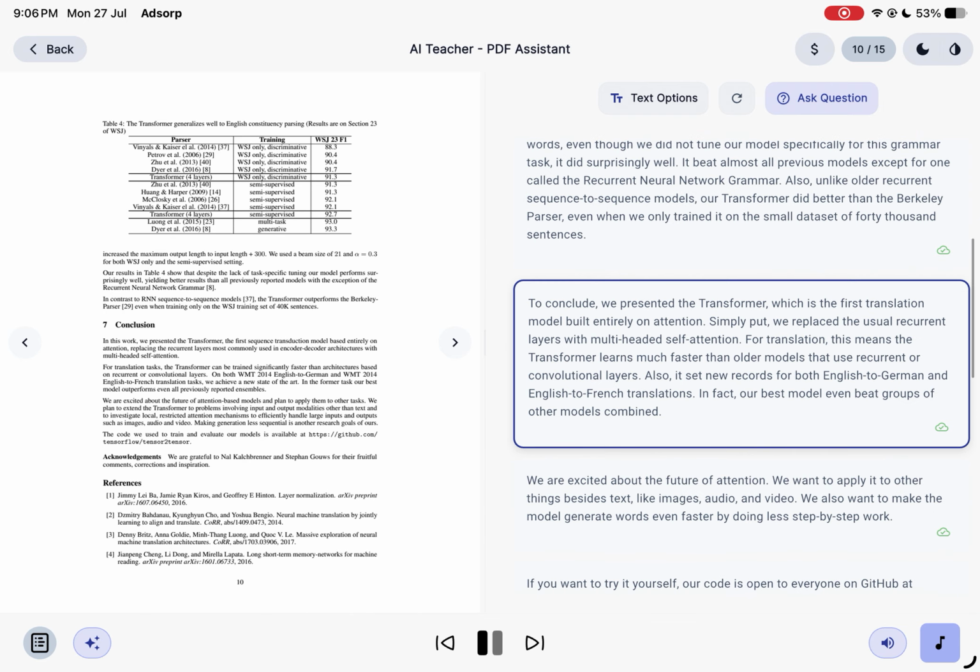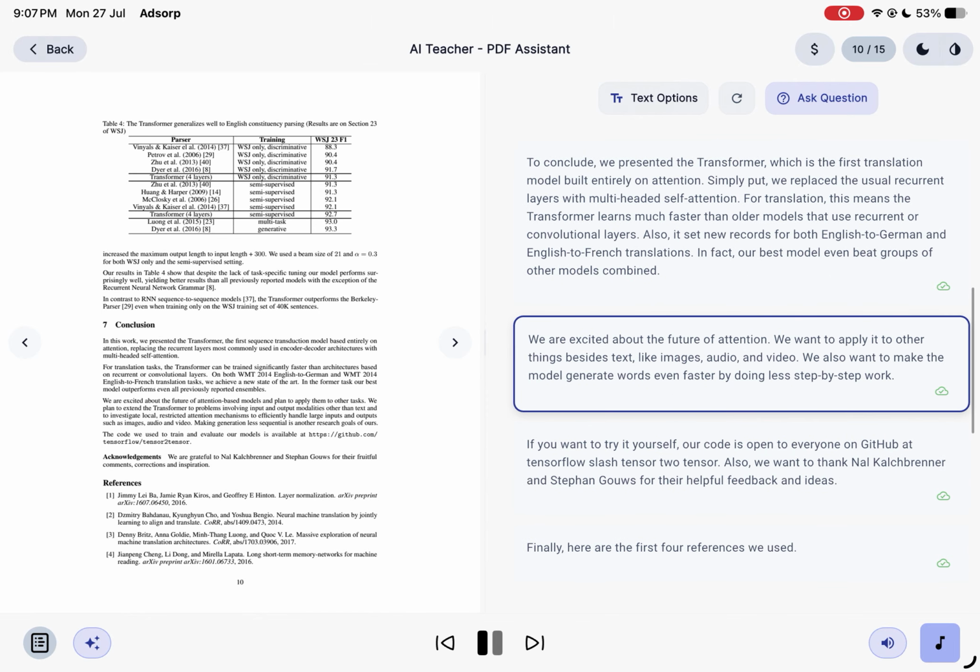To conclude, we presented the transformer, which is the first translation model built entirely on attention. Simply put, we replaced the usual recurrent layers with multi-headed self-attention. For translation, this means the transformer learns much faster than older models that use recurrent or convolutional layers. Also, it set new records for both English to German and English to French translations. In fact, our best model even beat groups of other models combined.